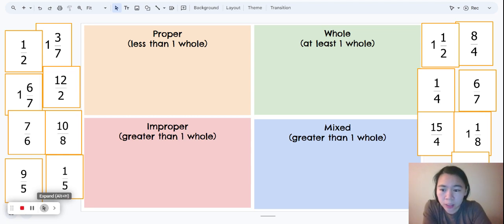In this video, I'll be just reminding you guys of the different types of fractions and some strategies we can use when you're asked to compare or order them.